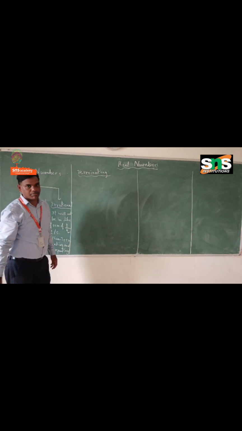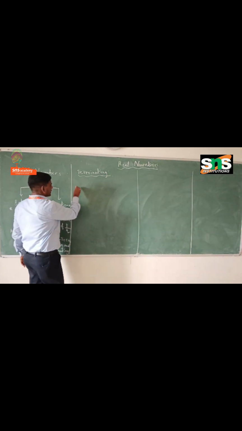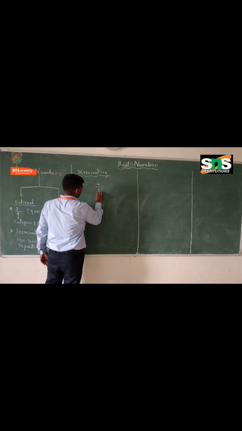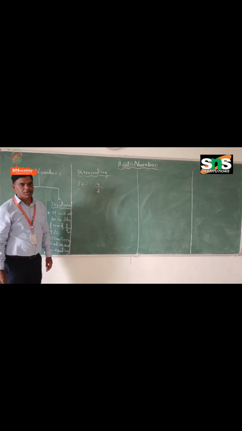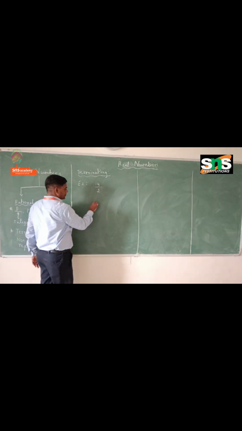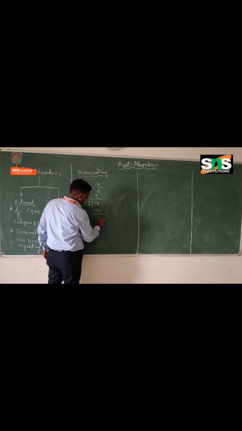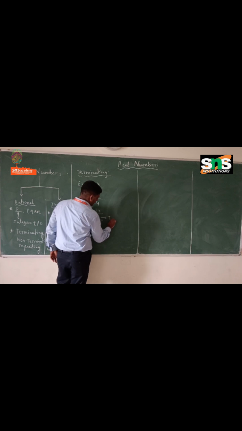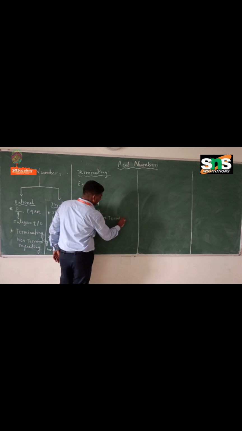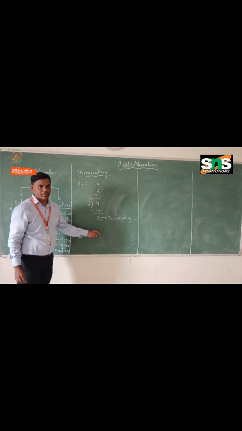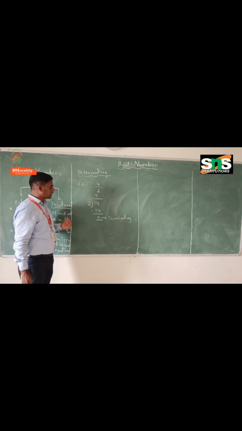If you divide a number by another number, for example, 14 divided by 2, we know that 2 sevens are 14, so the remainder will be 0. When you are getting a 0 remainder, then we can say it is terminating. So this will come under rational numbers.